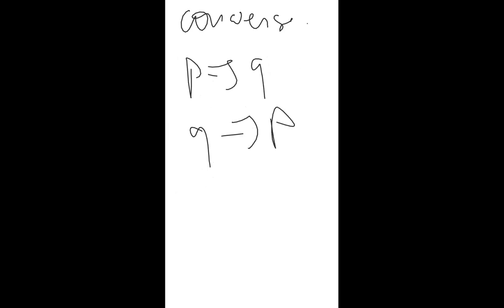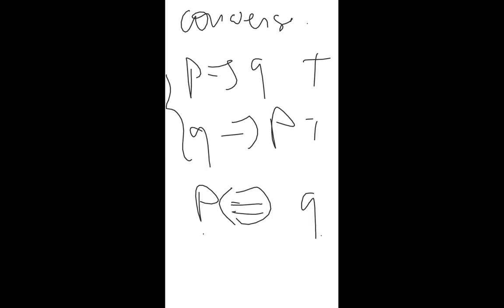The other thing is the converse of a statement. The converse of P implies Q is Q implies P. And these are not necessarily logically equivalent. If you have these two both true, you have P is equivalent to Q. So if you want to show that P is equivalent to Q, just show that P implies Q and Q implies P.